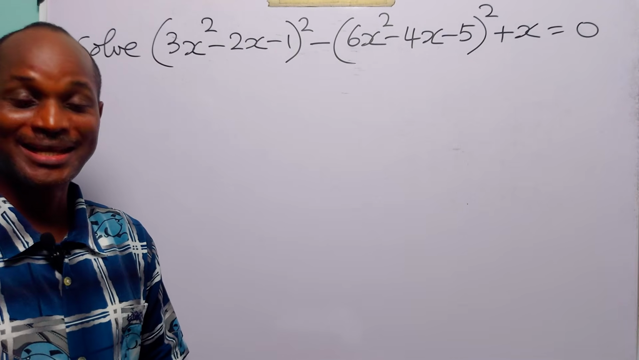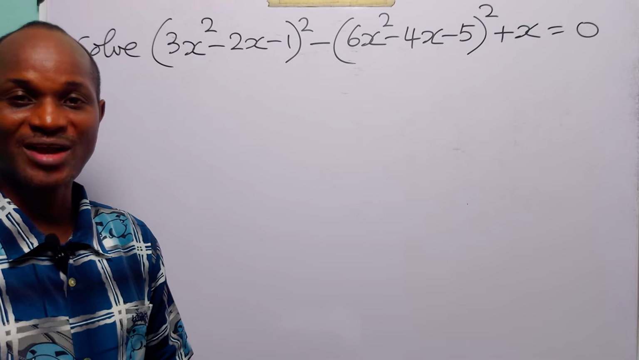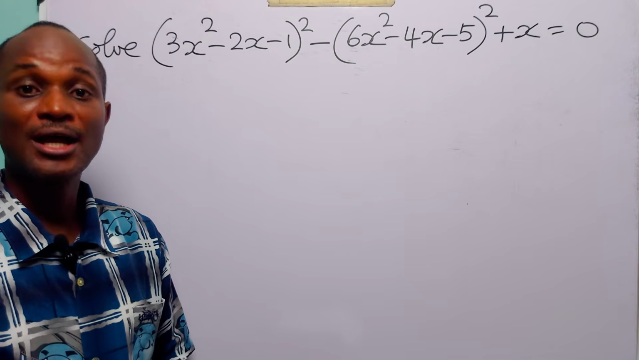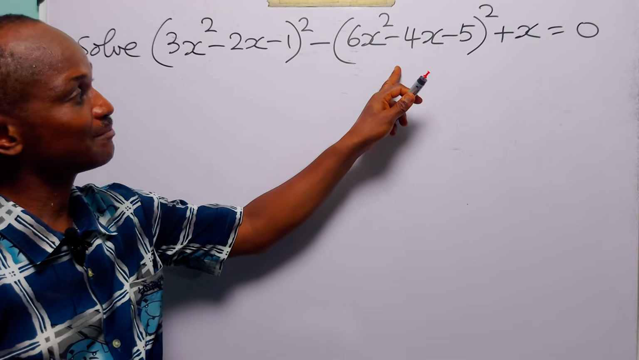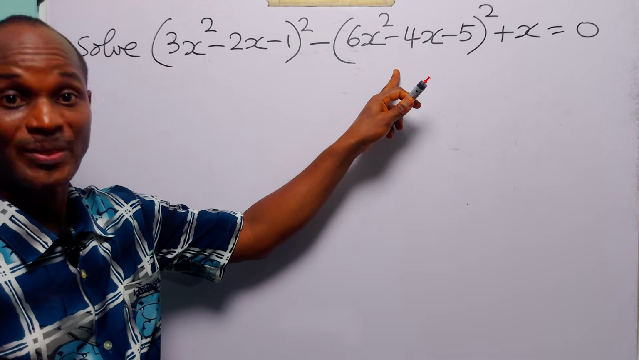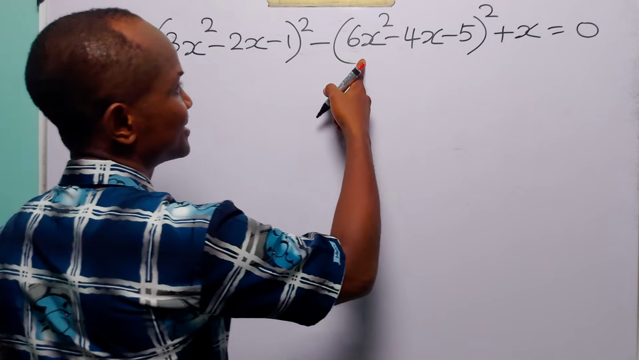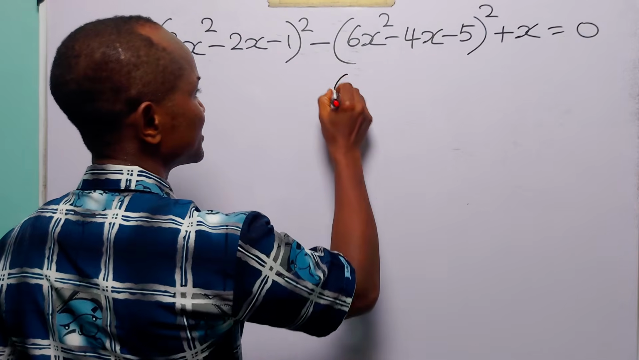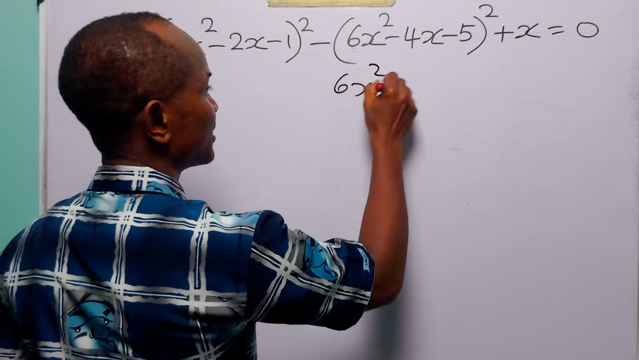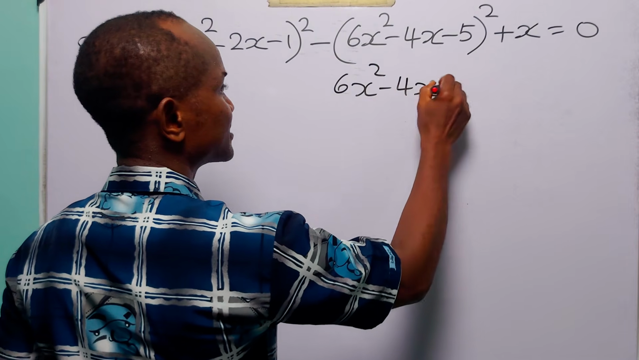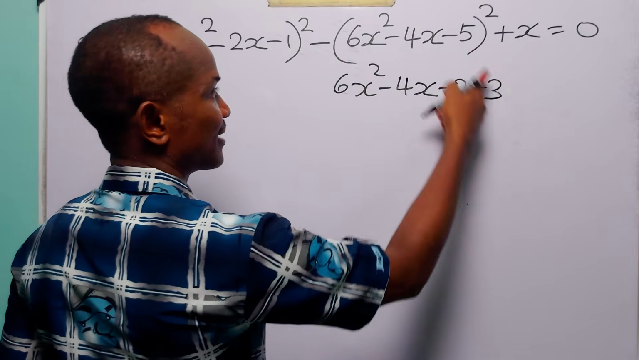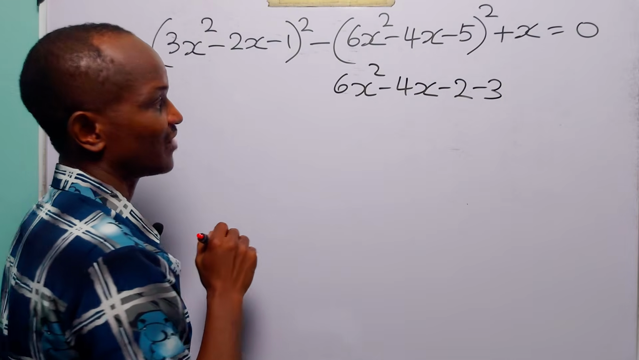Hello and welcome. In this math tutorial, our task is to find the values of x that satisfy this equation. To solve this problem, let us start by looking at this second term. Now, you know that we can write 6x squared minus 4x minus 5 as 6x squared minus 4x minus 2 minus 3. Minus 2 minus 3 is equal to minus 5.